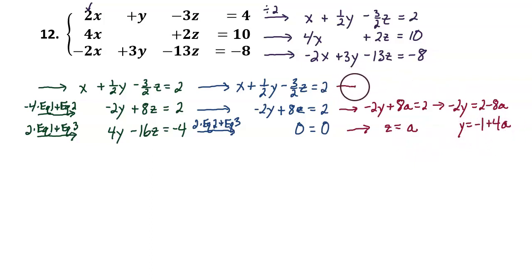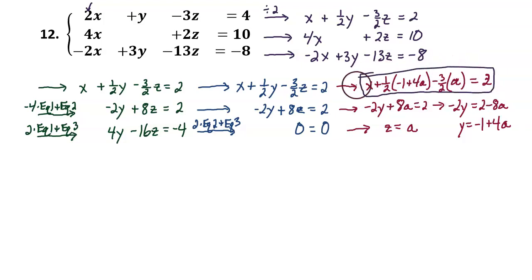Let's go up to the first equation and work with x. x plus 1/2, and then in parentheses, we'll substitute for y. We're going to substitute negative 1 plus 4a. Then we have minus 3 halves, and then in parentheses, we're going to fill in what we used for z. Remember how we were just using an a for that? And that's equal to 2. I'm not done finding x up here, and I'm out of room. So I'm going to take this piece and continue working on it down here.